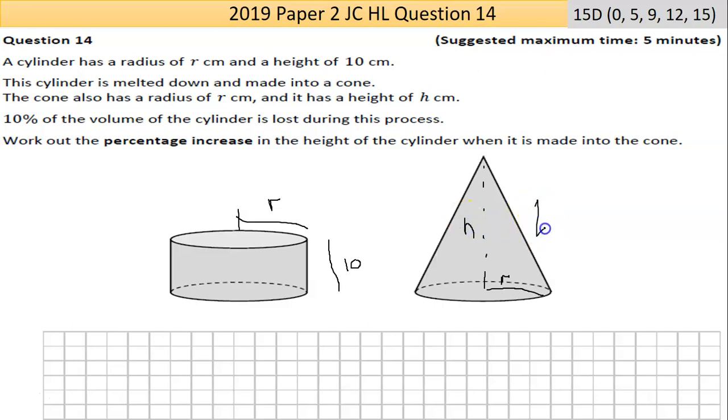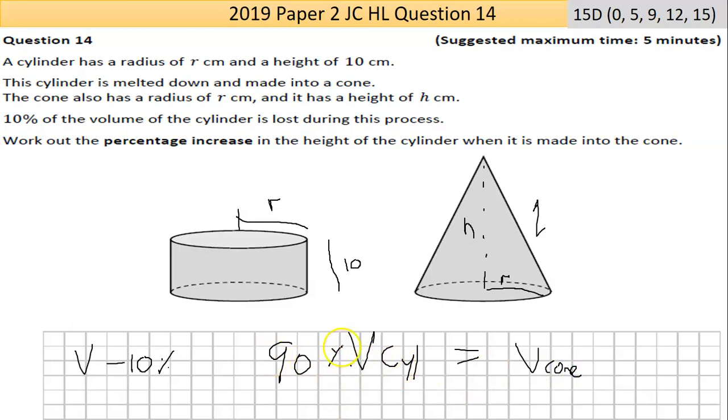Now sometimes you might be asked to find the slant height there, if you think that's a right angle triangle, but let's see what's happening. So 10% of the volume of the cylinder is lost during the process. So whatever volume of this, take away 10% of that. Or another way of putting that is, it's going to be 90% of the original volume. So 90% of the volume of the cylinder is equal to 100%, or basically the volume of the cone. I should call that V.